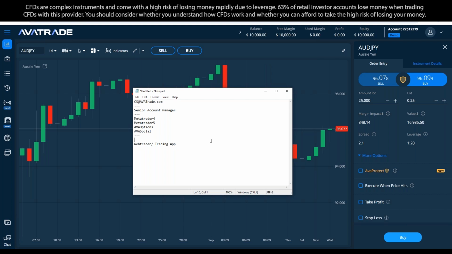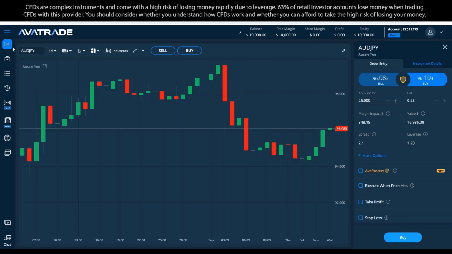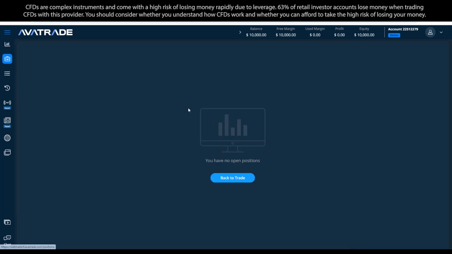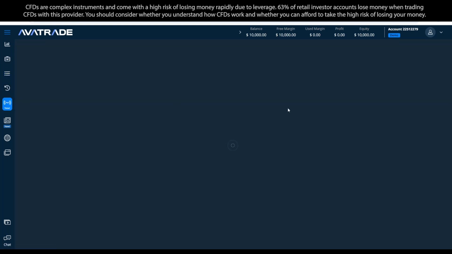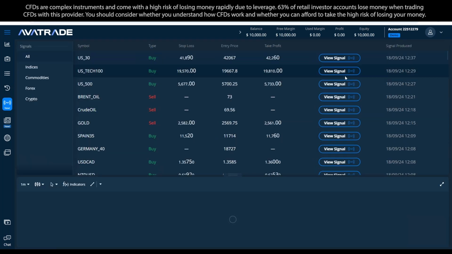Now, let's proceed with the WebTrader. What I'm going to show you today is the signal section. Let's go to the signal section. There are lots of things here to the left. The first one is more about the information in your account. In here it's where we are at right now. In here it's to manage the positions, orders if you have pending orders. History is what you've done, and in here you can see the signals.